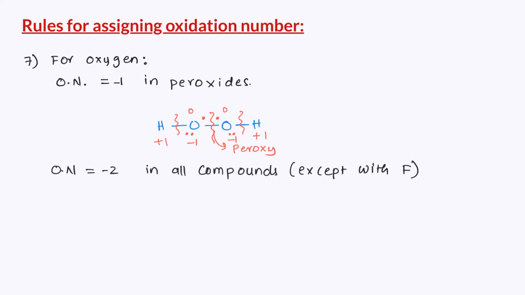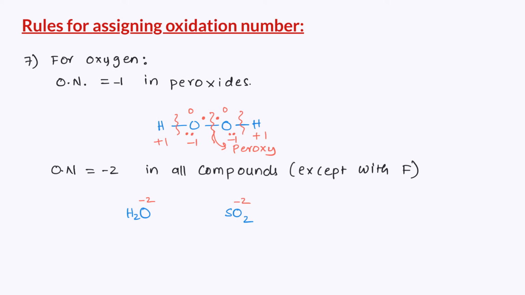Oxidation number of oxygen in all the other compounds will be -2, except for the compounds in which there is fluorine. For example, the oxidation number of oxygen in water is -2. Similarly, the oxidation number of oxygen in sulfur dioxide is also -2.